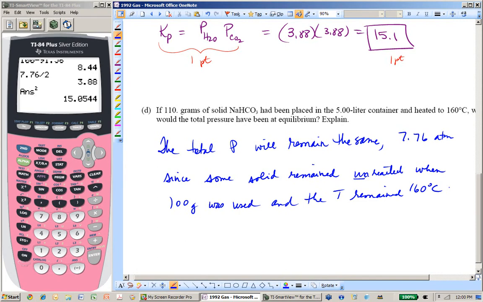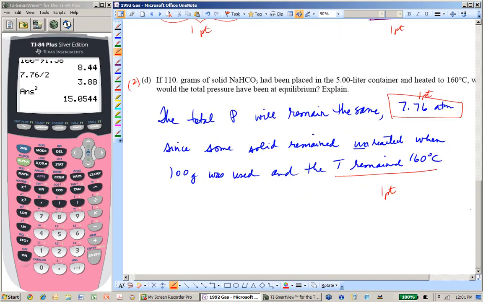So you got a point for that explanation. This was worth 2 points. A point for saying it was the same, but also giving the actual value because they asked for it, and 1 point for talking about the temperature remaining the same. That's part of your explanation.